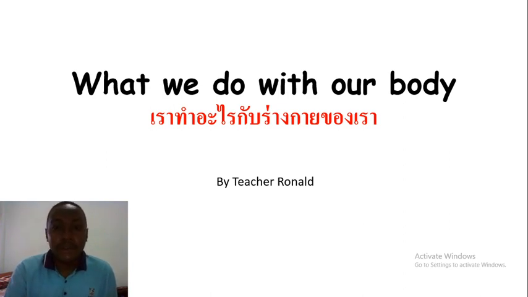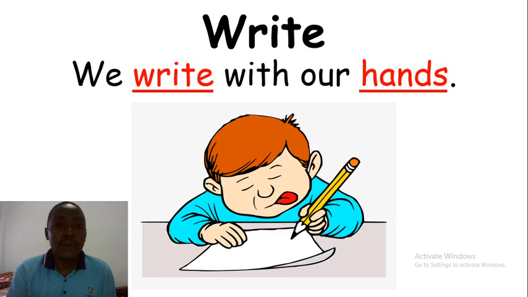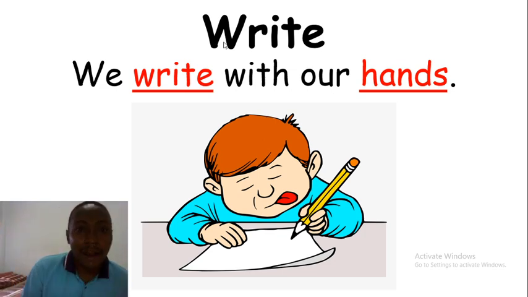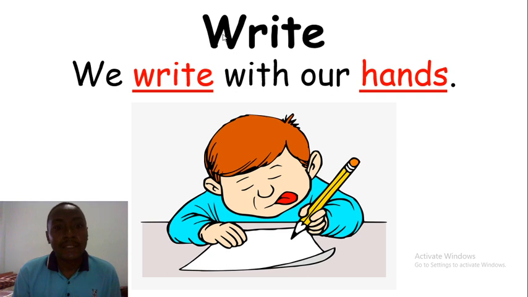Now, what we do with our body? First of all, what do we do with our body? We write. Now, how do we spell write? W-R-I-T-E. Write. For example, he is writing on a piece of paper.